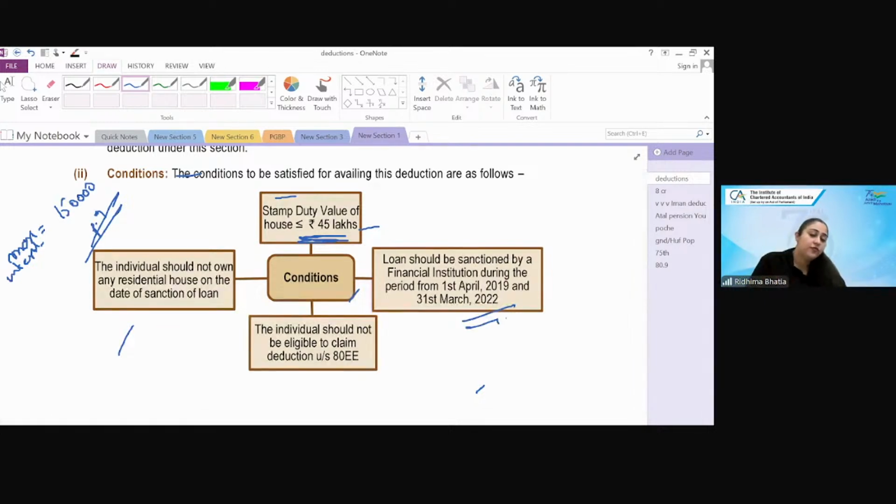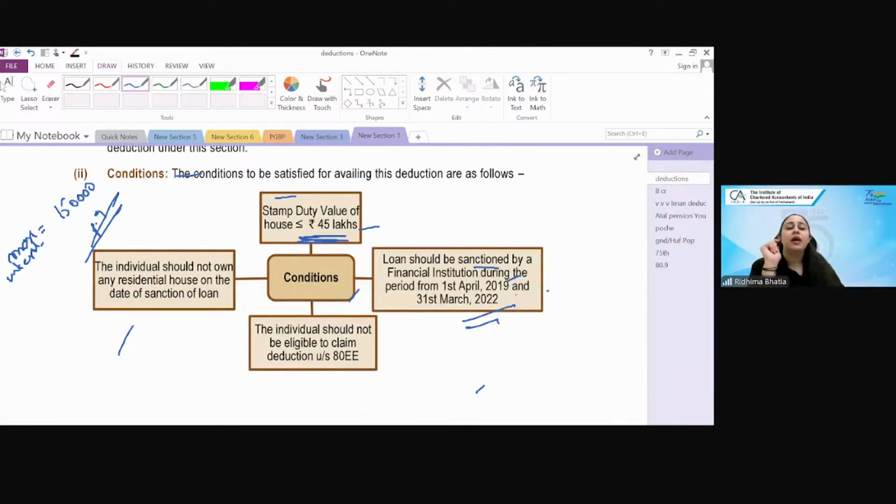Here the time limit for 80EE claims is if your loan is sanctioned by the financial institutions or bank or housing finance company between 1st April 19 to 31st March 20. So technically someone can start claiming this particular deduction from assessment year 2021, correct? Because if the loan is sanctioned in 19, then from assessment year 2021 you can start claiming this particular deduction.